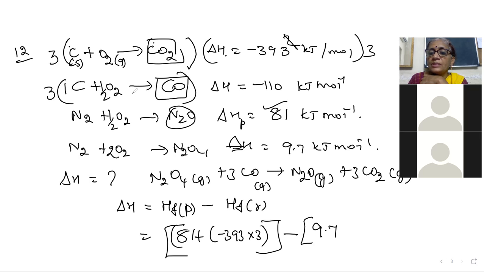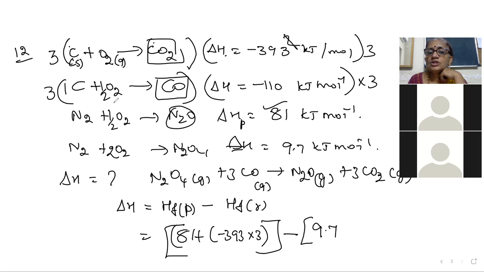Multiply. Yes. Ma'am, I have a doubt, ma'am. In the target equation, N2O4 is on the left-hand side, ma'am. So should we not reverse the N2O4 in the main equation they have given, to put minus 9.7 kilojoules? Yeah, that is taken care of. See, I have used it in the form of a formula here. So the formula takes care of the reversal of sign. Here I have put minus common.